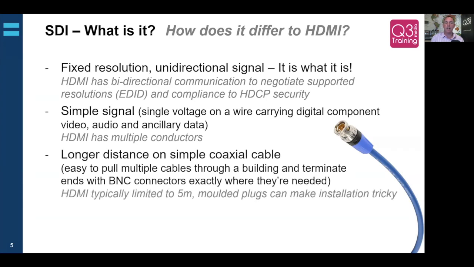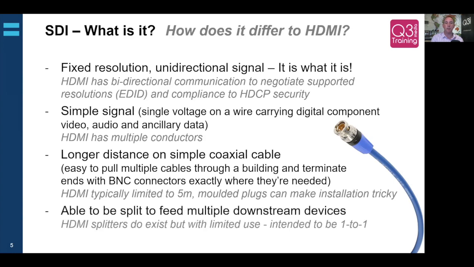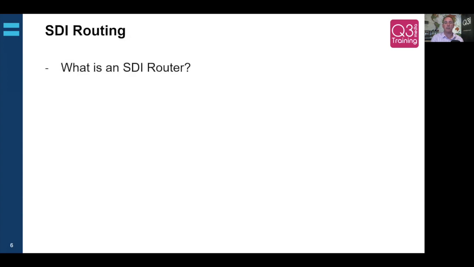That in itself leads to the reason why it's perfect for broadcast facilities, in that we can run SDI over much longer distances, and we can install it exactly where we want it to be, pull bundles of cables through walls much simpler and terminate them in the back of a rack very easily. That's not possible with HDMI. And of course, because it's a very simple signal, it can be split and fed to multiple downstream devices. And that's not really something a signal like HDMI was designed for.